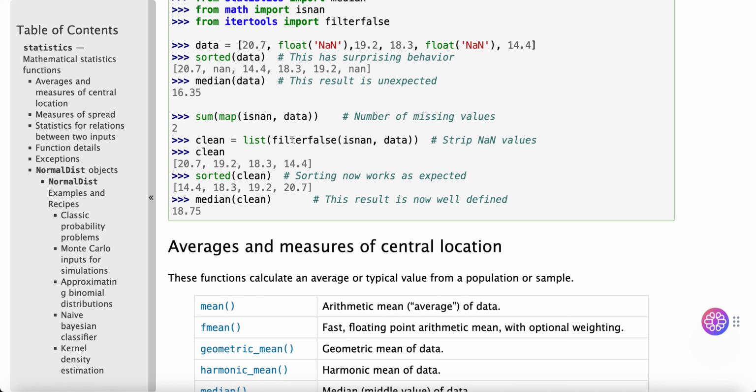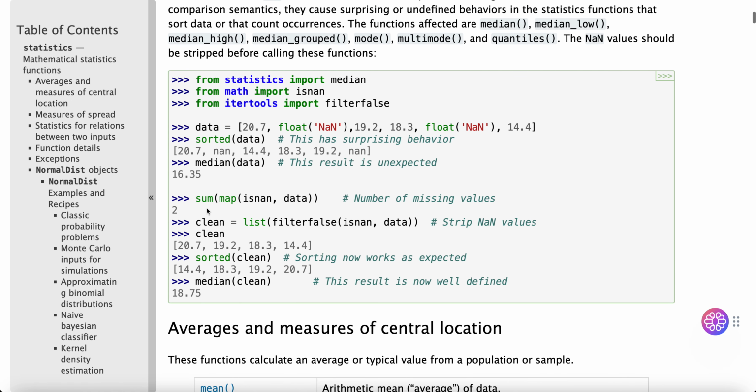Clean equals list of filterfalse isnan over data. Strip NaN values: data equals clean. Sorted clean: sorting now works as expected, 14.4, 18.3, 19.2, 20.7. Median of clean: the result is now well defined.